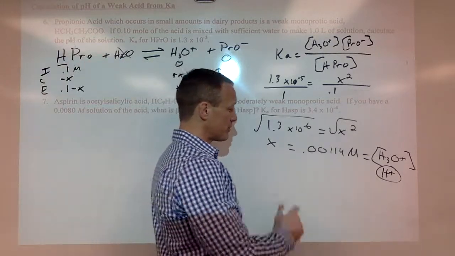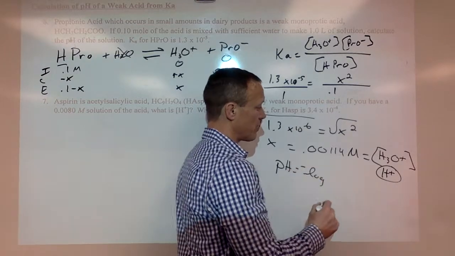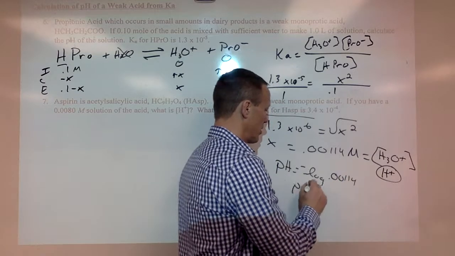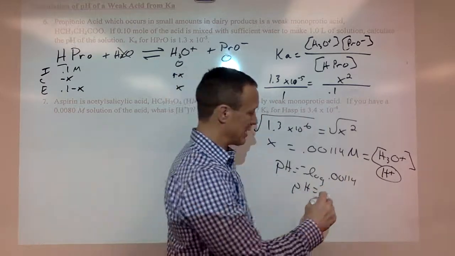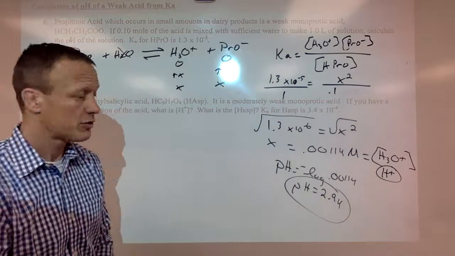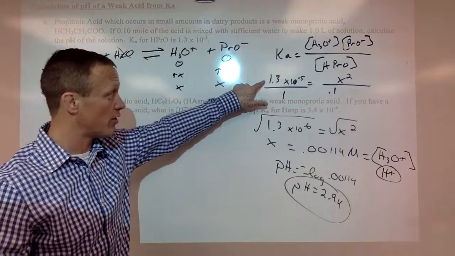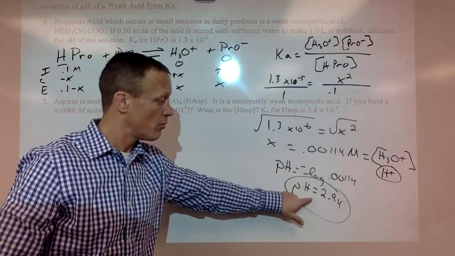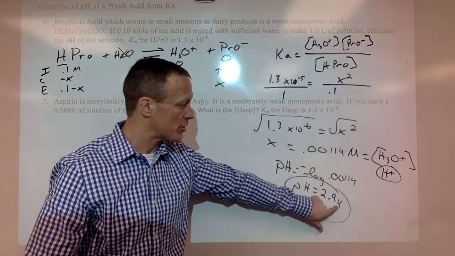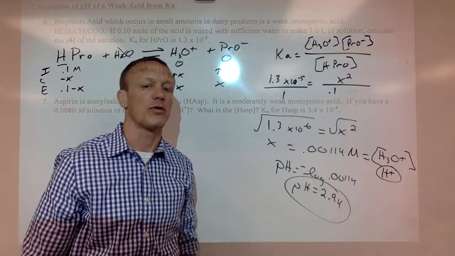So to get the pH, take the negative log of this number, 0.00114. And our pH in this case is 2.94. So a 0.1 molar solution of this acid that has a K value of 1.3 times 10 to the negative fifth will produce a solution with a pH of 2.94. Now we may be a hundredth off or so because we ignored that number in the denominator. We're probably less than a hundredth off though.